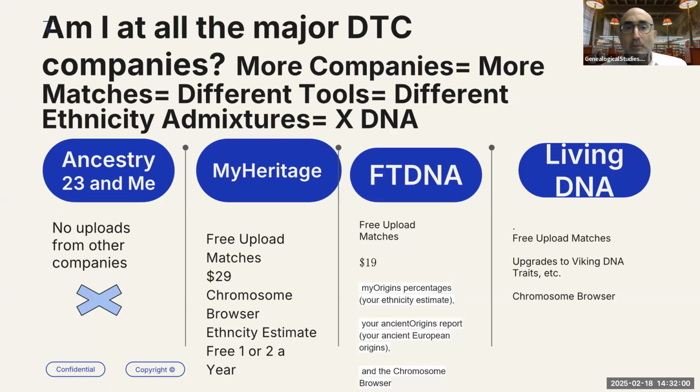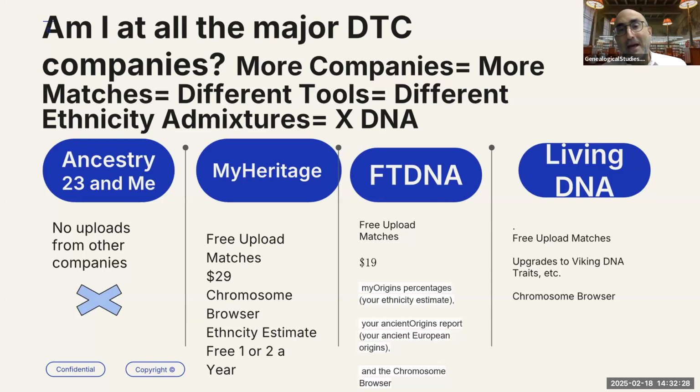MyHeritage does accept uploads from other companies. It's free. You can see your matches in the database for free. Now, for an additional $29, you can get access to the chromosome browser, an ethnicity estimate, but once or twice a year, they have an offer where you can upload your DNA and get free tools for life. So that's something to keep an eye out for.